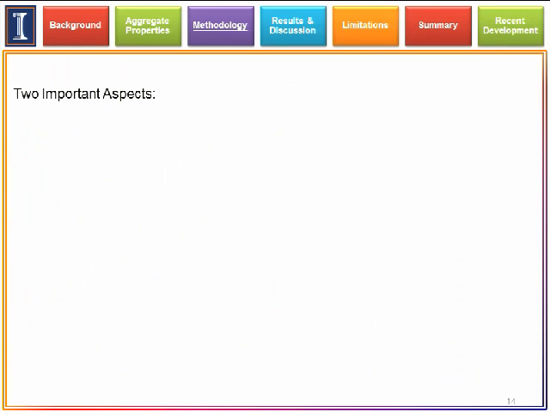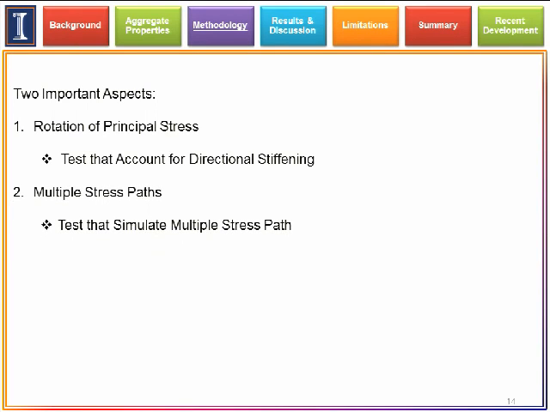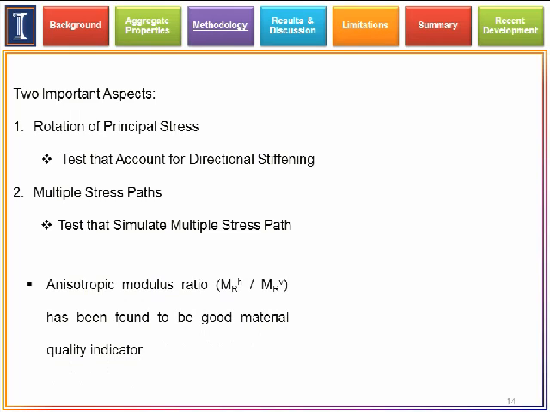So from the above discussion, we can come up with two important aspects: the rotation of principal stress, so we need a test specification that can account for the directional stiffening. Also multiple stress paths. We also need a type of test that can simulate multiple stress paths.